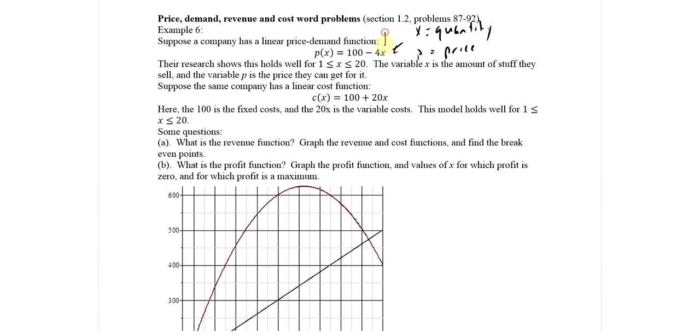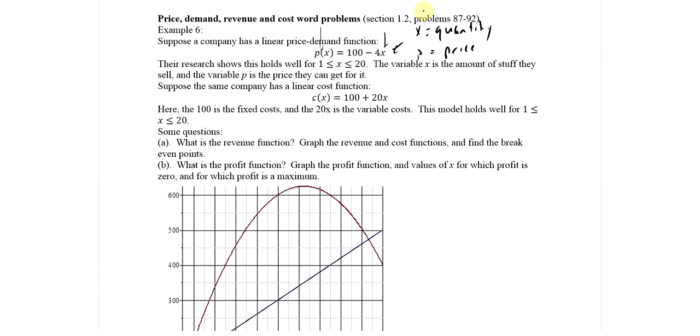So if they put that much X out onto the market, they get a price P that is 100 minus 4X. And the research shows this holds well for X between 1 and 20. If X is less than 1, you're not supplying very much, and this model might not work very well. If X is bigger than 20, then the price is going to drop down close to 0, and so again, that model might not work very well.